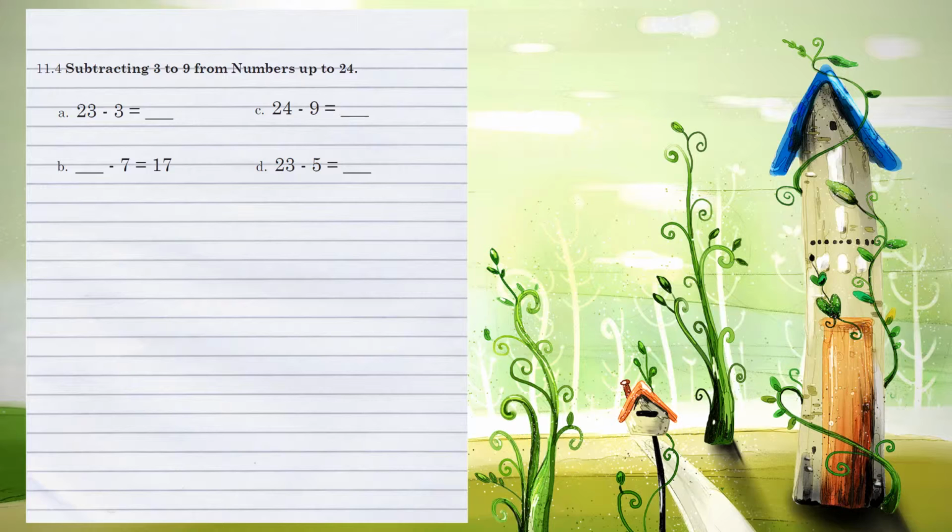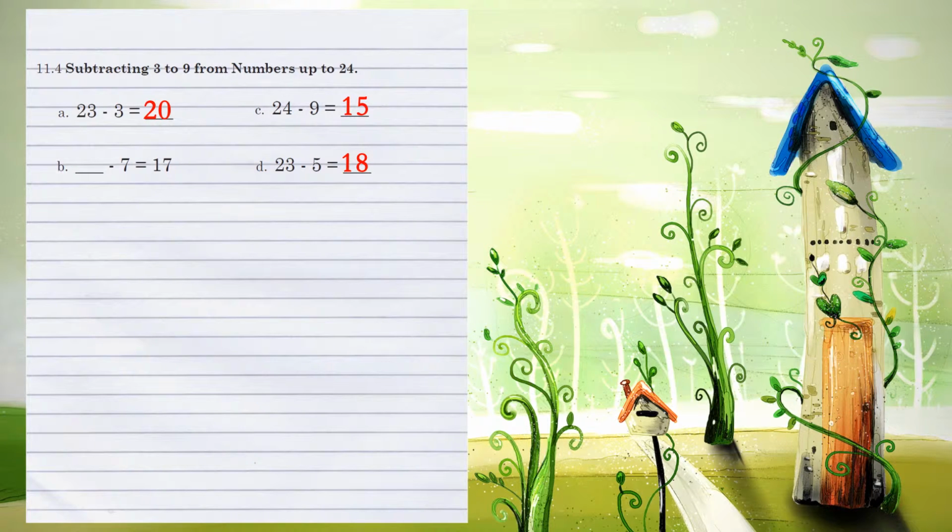Unit 11.4, subtracting 3 to 9 from numbers up to 24. Example A, 23 minus 3. When we subtract the two numbers in the ones position, 3 minus 3 is 0. We look at the tens column, there's only one number, so we carry it over for an answer of 20.